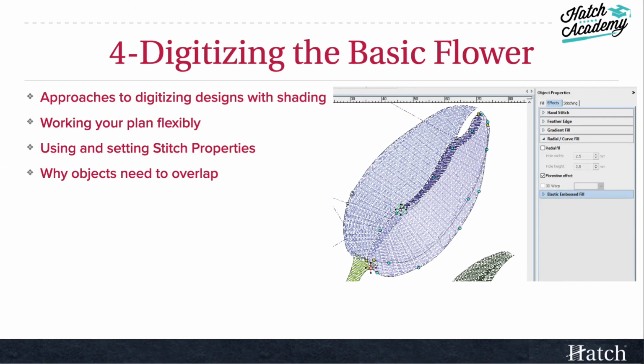In Lesson 4, we'll actually digitize the basic flower. Now, there are several approaches to digitizing with shading. We'll talk about one of them in this course. Talk about working your plan flexibly. We'll cover using and setting stitch properties and why objects need to overlap.